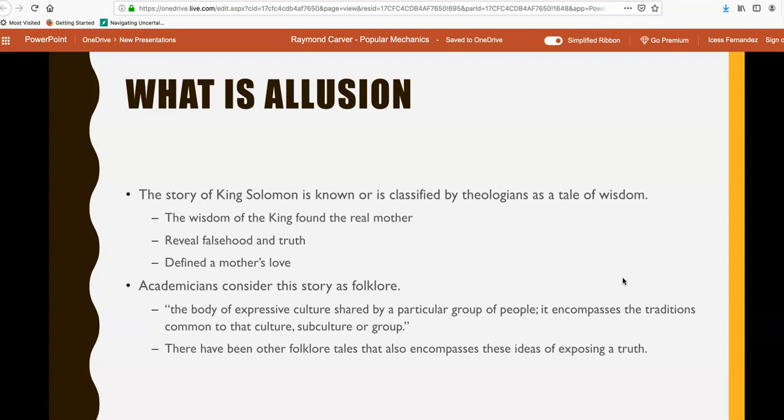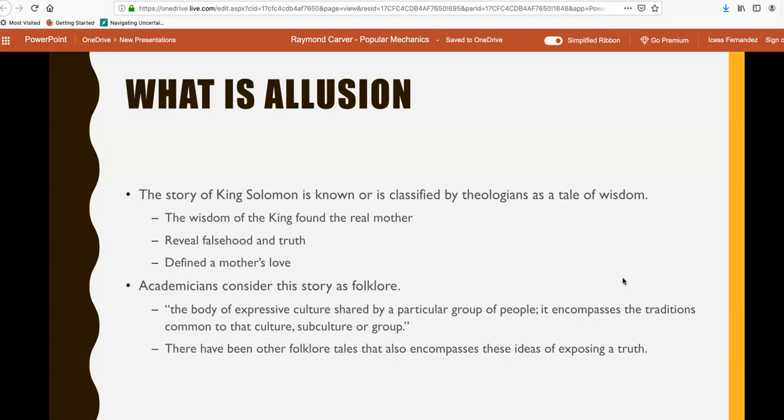And so that is kind of like the moral of that story, of the King Solomon story. And so you can probably apply some of that here to popular mechanics. The academicians who look at the King Solomon story look at this as folklore. Folklore meaning this is stories of which you gain insight or you gain lessons from the story. And so what we have here is the body of expressive culture shared by a particular group of people. It encompasses the traditions common to that culture, subculture, or group.